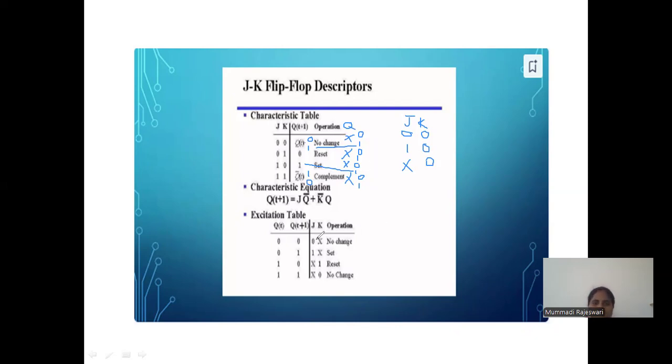And how can we remember this excitation table? See here, 0, 1, XX. Here also XX, 1, 0 means just the reverse. First you should remember this: 0, 1, XX, that is the reverse, here K is the reverse of your J.